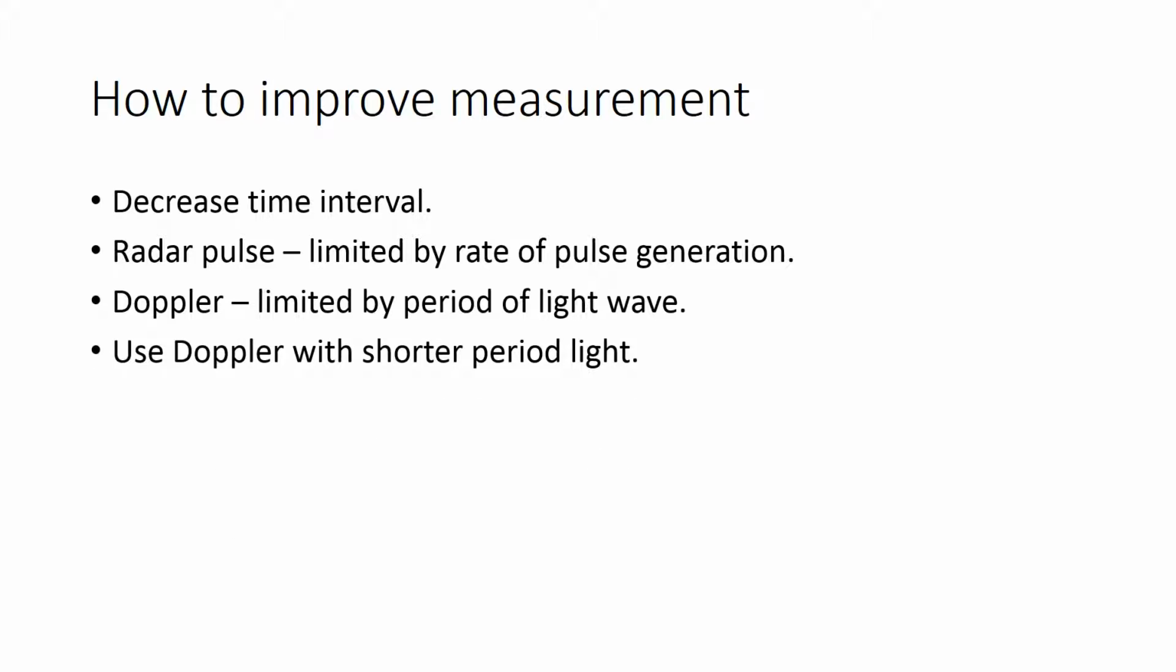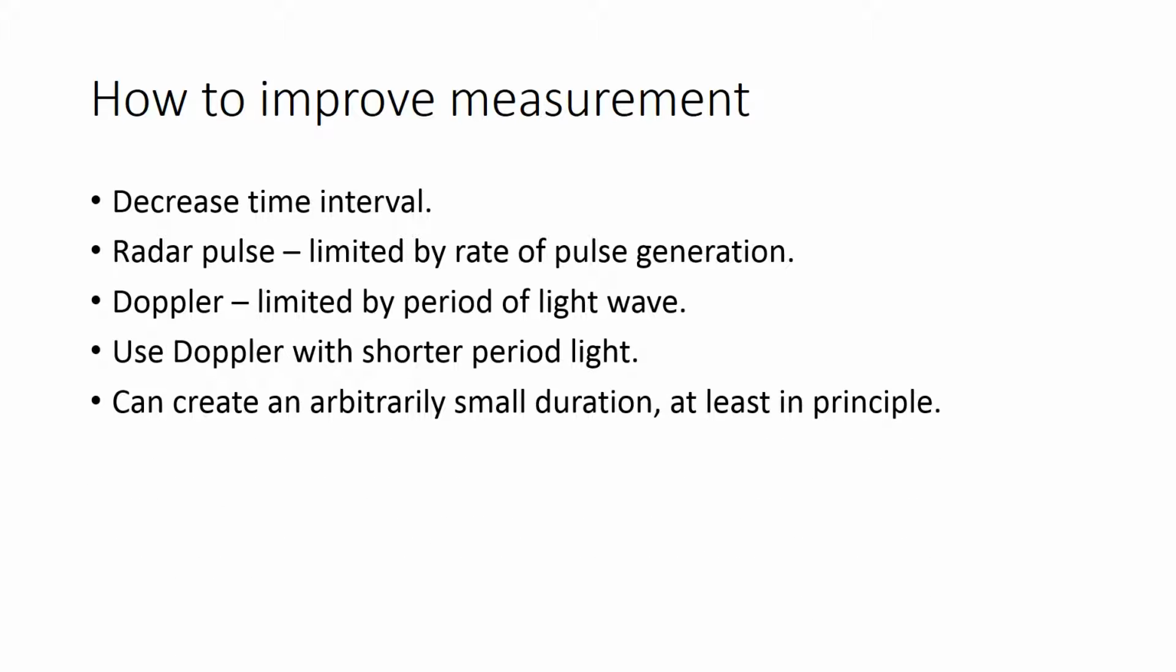but that's limited by the period of the light wave. So we could use light with a shorter period, a higher frequency. We could use X-rays or gamma rays or whatever. But ultimately, you always have a duration. So at least in principle, you could make that duration as small as you wanted to make it. But you could never truly make that duration of your measurement zero. So the instantaneous velocity by itself is really a sort of impossible concept.